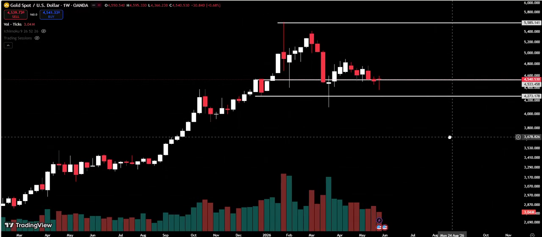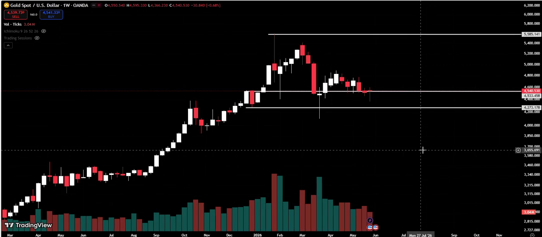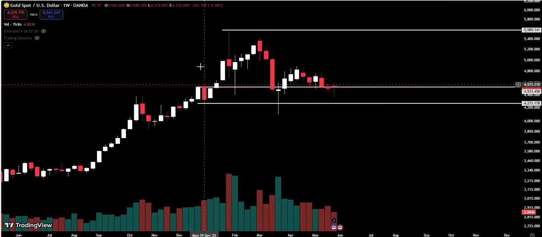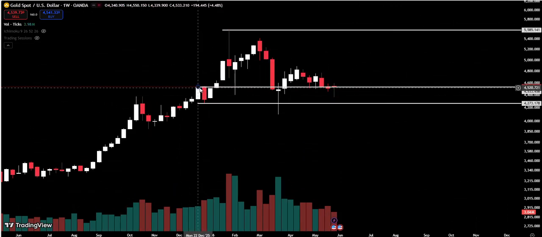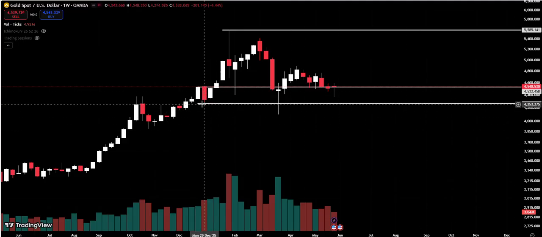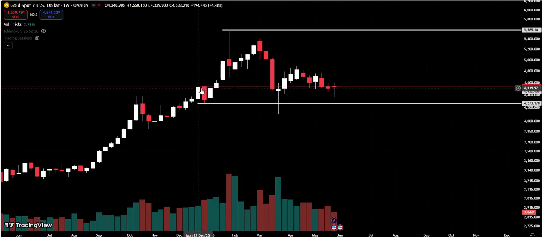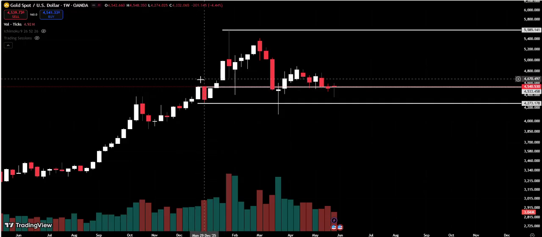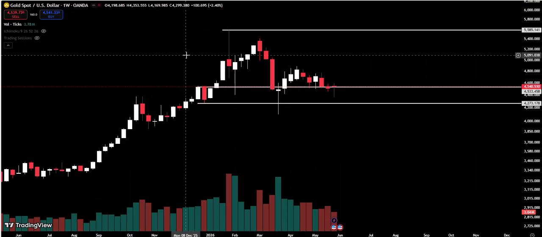So let's move into our analysis video. As you can see in the weekly time frame, this is our strong demand area. It basically starts from 4,244 and goes to 4,515. So this is our demand area in a weekly perspective.